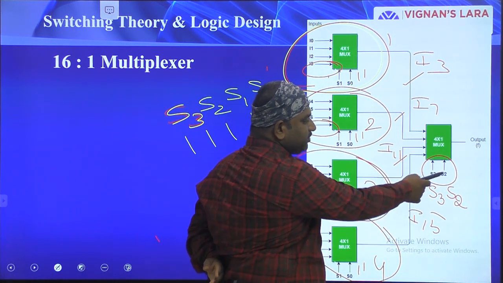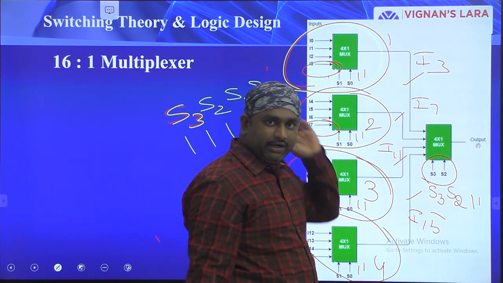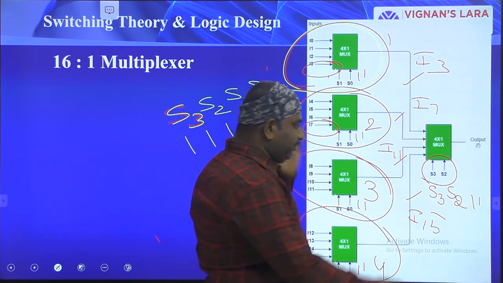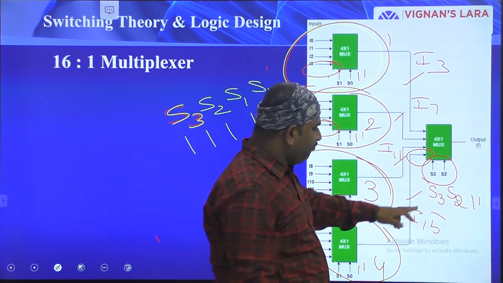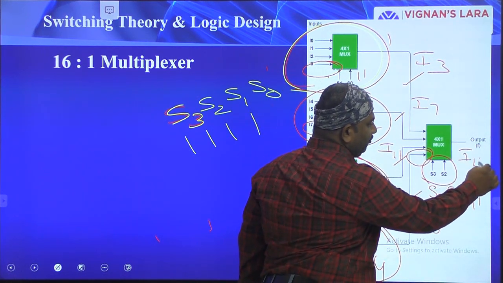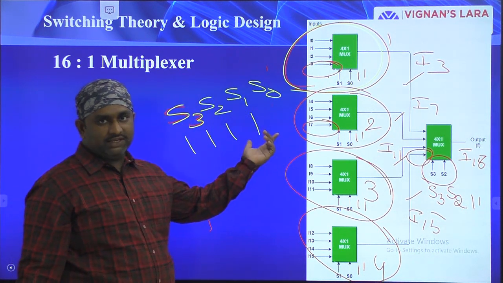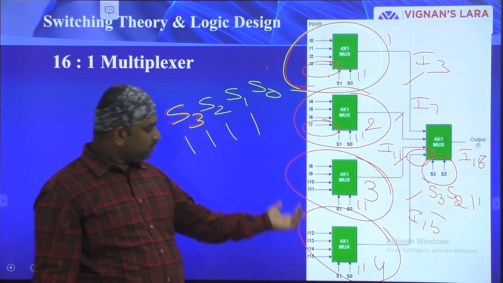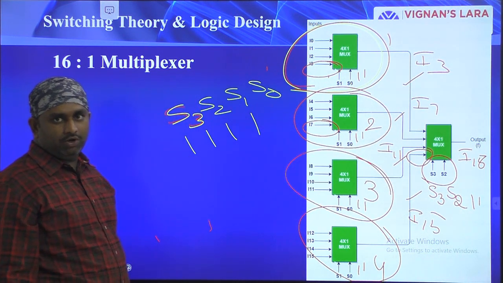Now here I have selected S3, S2 values also 1, 1. If you select 1, 1 from here, then the last line will be selected. So I15 goes to the output. It is a very simple thing. 4 ones have the equivalent value of 15. So we have selected I15 as the output. Okay.